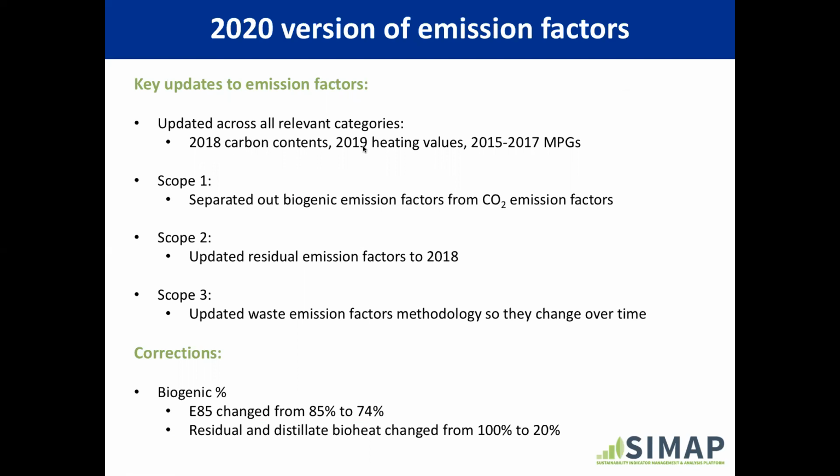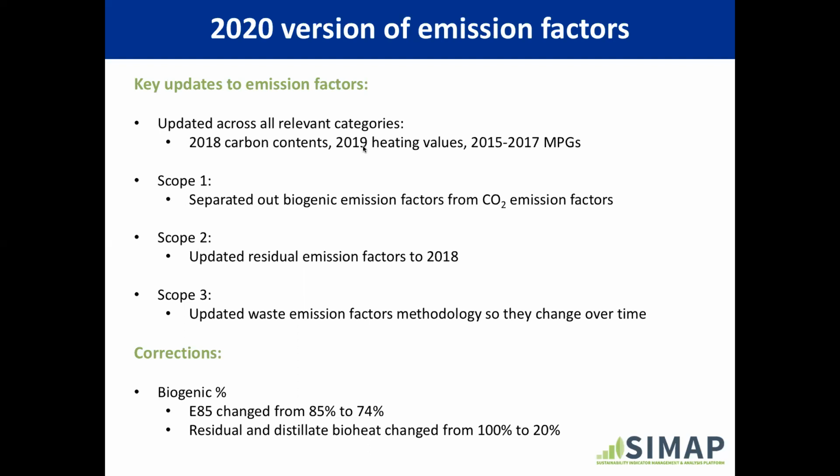One thing that we like to do every single year is update the source data that goes into our emission factor calculations. You can see here, we updated the carbon contents and the heating values that go into actually calculating our emission factors. The heating values come from the EIA, and most of the carbon contents come from the US greenhouse gas inventory. These are both from the most recent reports. The US greenhouse gas inventory is actually only up to 2018 data.